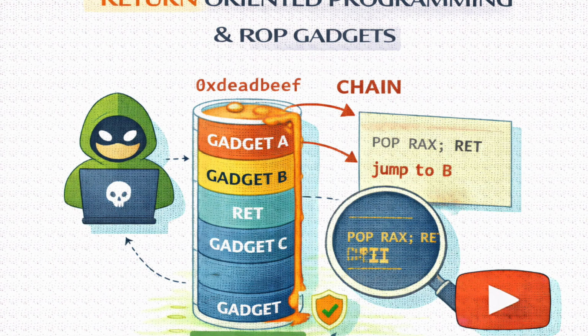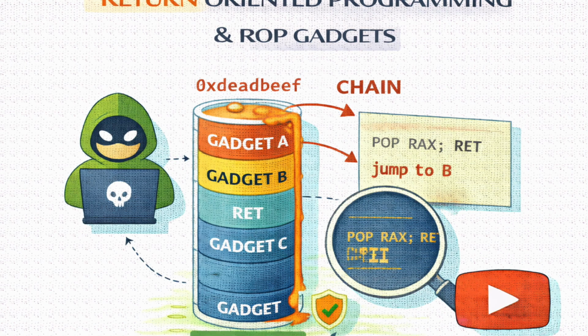You nailed it. The function returns, it jumps to system. System looks at the stack for its argument, sees the address for /bin/sh, and executes it. Boom. You have a root shell.